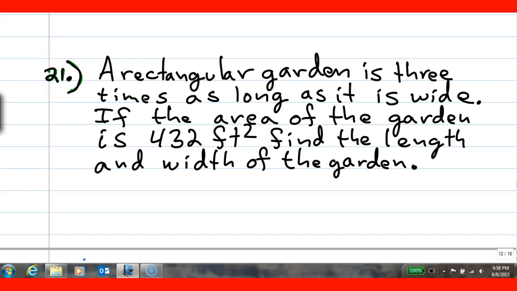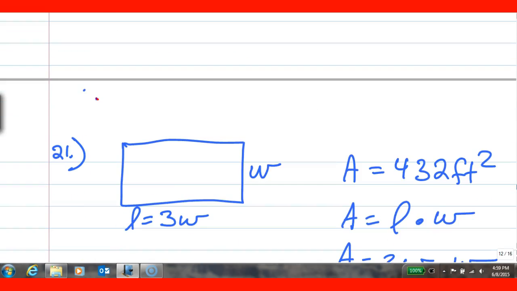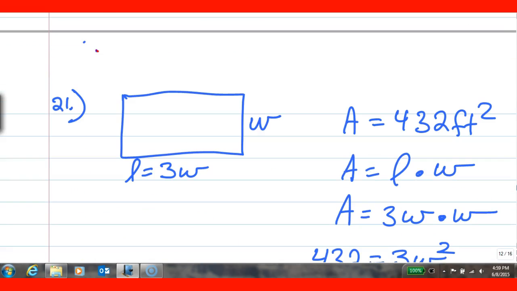Alright, so moving on down from there, number 21. It has a set of instructions that say a rectangular garden is 3 times as long as it is wide. If the area of the garden is 432 feet squared, find the length and the width of the garden. Alright, well, let's start by making a picture. So I'm going to come down here and give myself some space. I made a picture here.